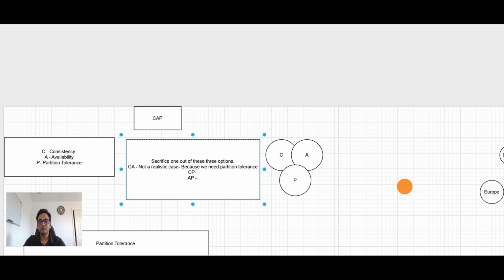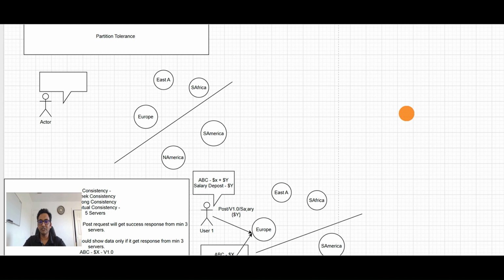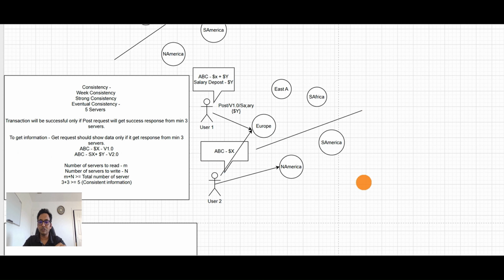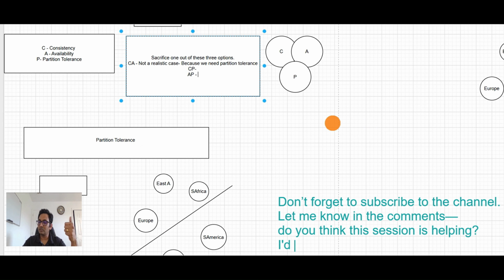Now if we talk about AP, AP means we want availability, but we are ready to sacrifice consistency. Here in this case, if a few nodes are down, we still want to keep our system up and running, and users should get the data, which means consistency is compromised. The North America and South America servers do not have the information about salary $Y because that information has not yet reached them due to the partition. So we have availability, the system is always up and running, but we compromise consistency. So that is what the CAP theorem is, guys.